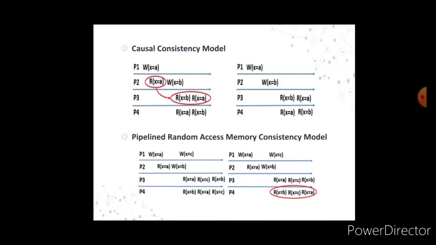For example, it leads to better performance because a process need not wait for a write operation to complete before starting the next one, since all write operations of a single process are in a pipeline.